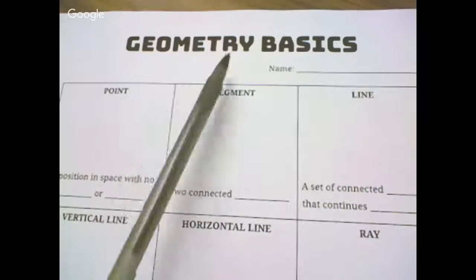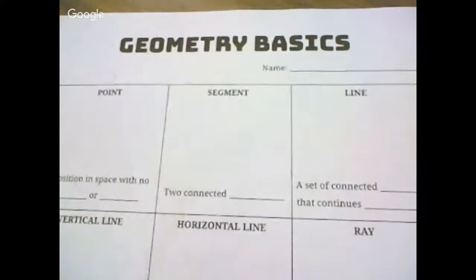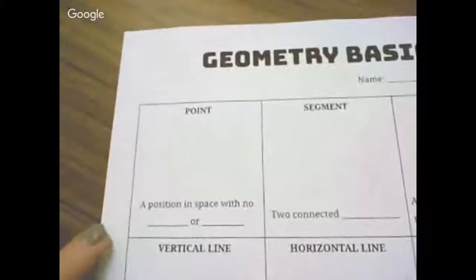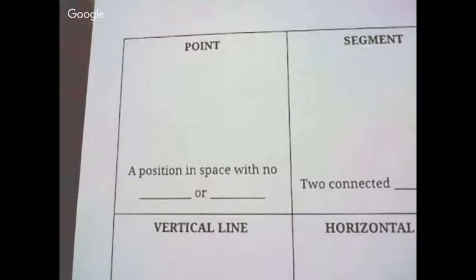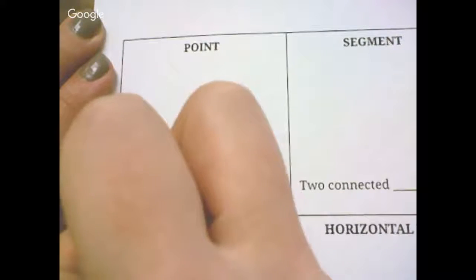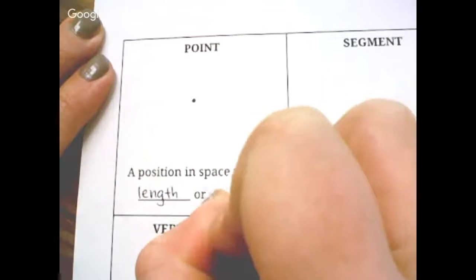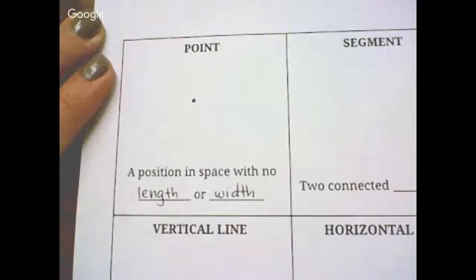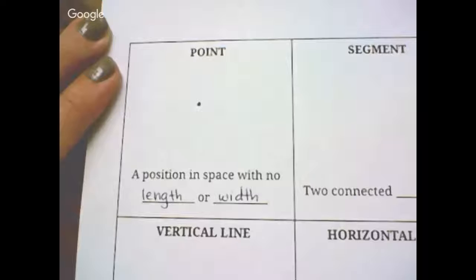So what are some of the basic vocabulary that we'll be using in geometry? We're going to go through some of these and do diagrams and then outline what they actually are. The foundation of everything is the points. Again, you should all know what a point is. This is a position in space in a plane with no length or width. Pretty much there's no dimension to a point. It's just marking a position.